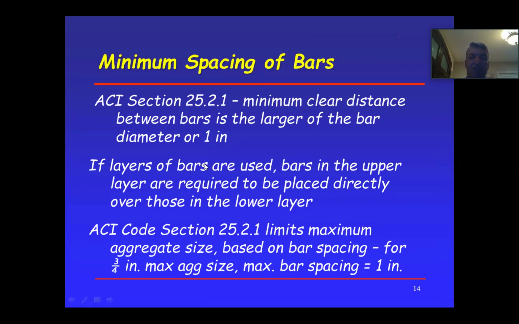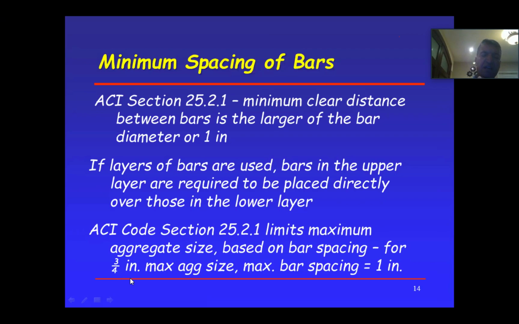So here it says, if layers of bars are used, bars in the upper layer are required to be placed directly over those in the lower. Why is that? Because we don't want the aggregate to get stuck between the bars. We want to provide a clear area for the concrete to go all the way down. The code limits maximum aggregate size based on bar spacing. For 3/4 inch maximum aggregate size, maximum bar spacing is 1.